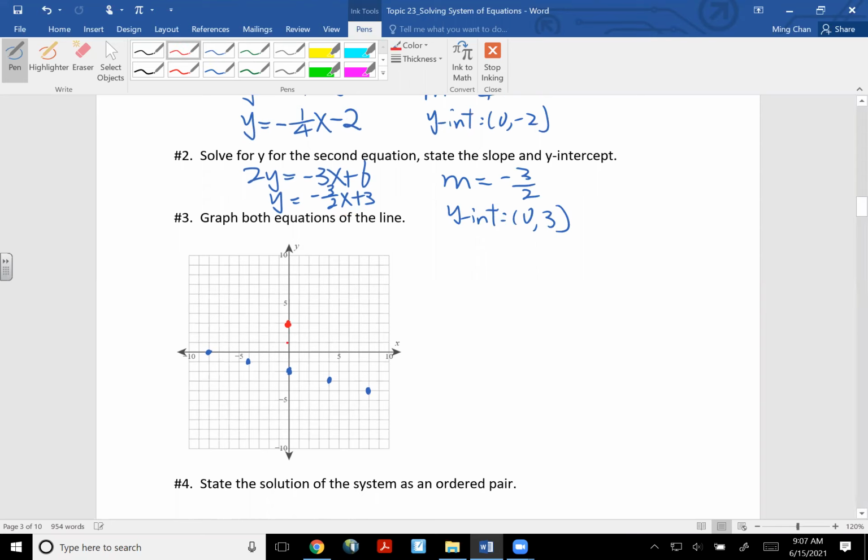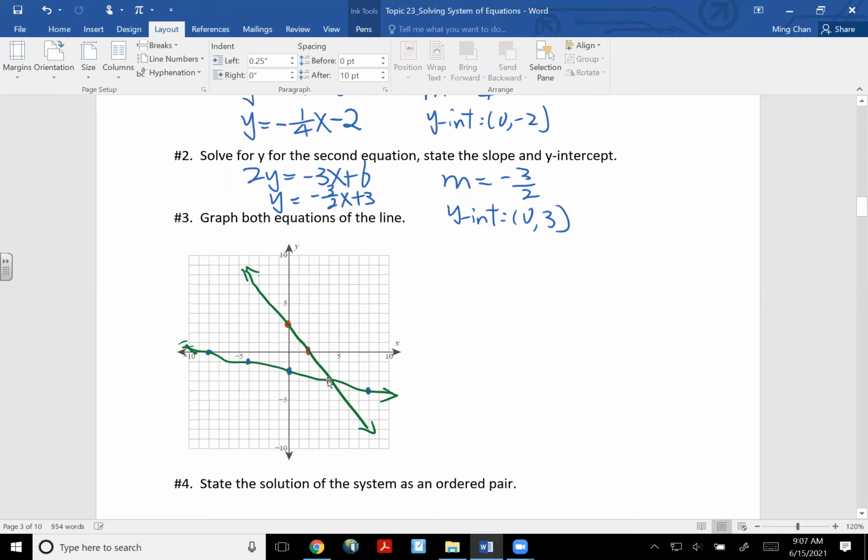Down 3, 1 to the right 2, 1, 2. Down 3, 1, 2, 3 to the right 2, 1, 2, right there. So that point right there is a point of intersection. So the first question I showed you was meant to do that, but it didn't quite work out. So now I'm going to connect all these points with a line. My second equation and my first equation. Sorry, it's not quite straight.